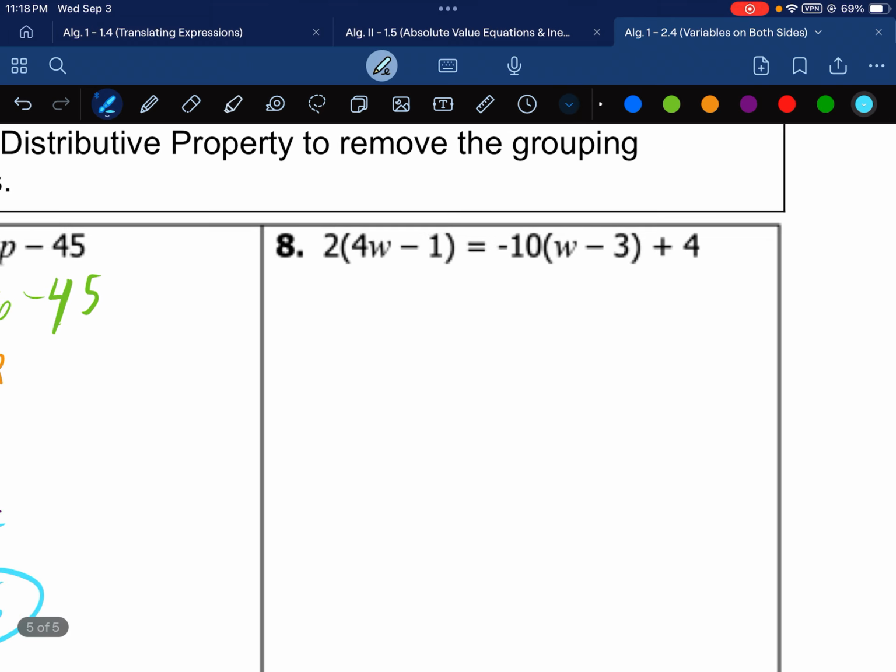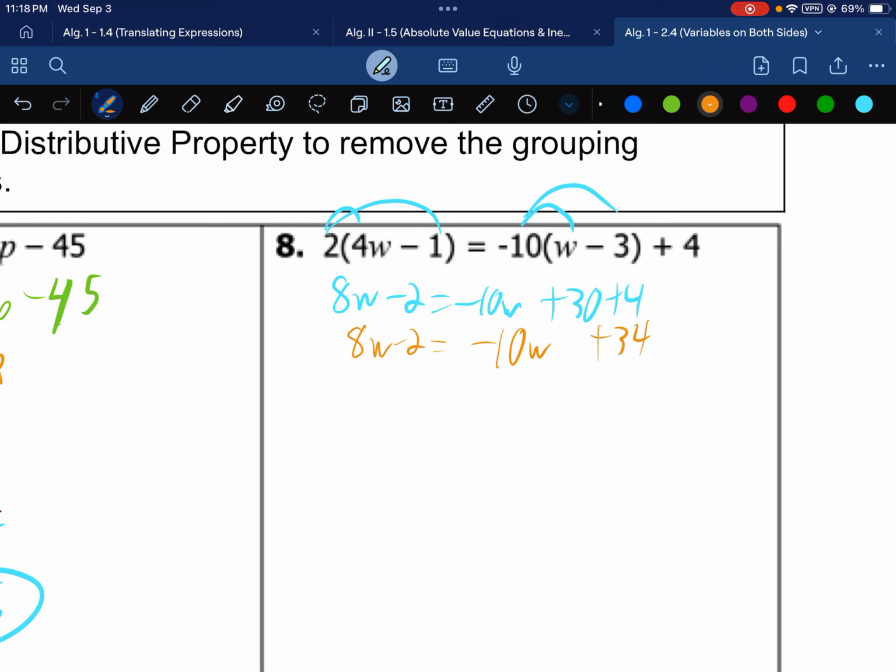Number 8, I have multiple things to distribute. So on the left, I distribute the 2 and get 8w minus 2. On the right, I distribute negative 10 and get negative 10w plus 30 plus 4. Now this is where that combining like terms comes in, where I have 30 and 4 to combine. So I have 8w minus 2 equals negative 10w plus 34. Now you certainly could do other steps before that, combining those if you wanted to.